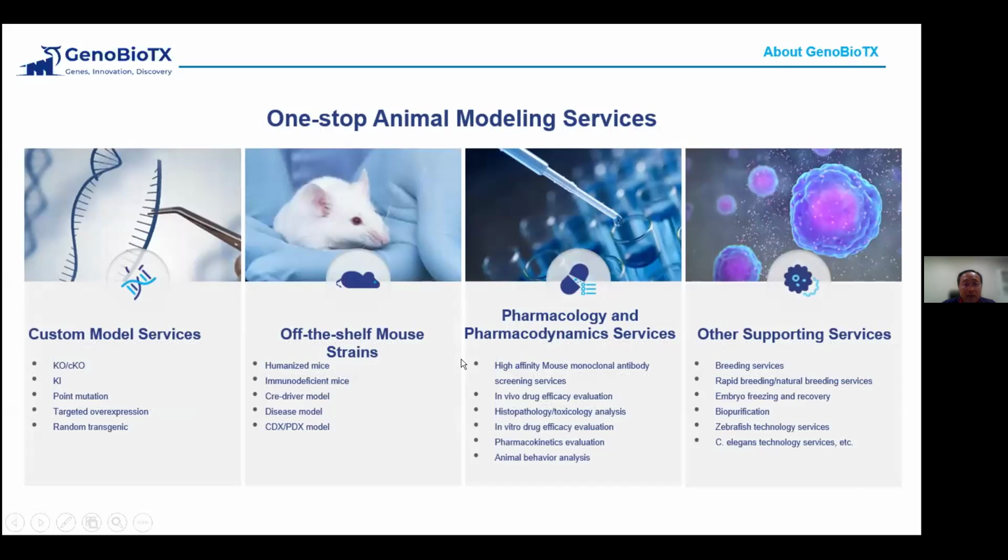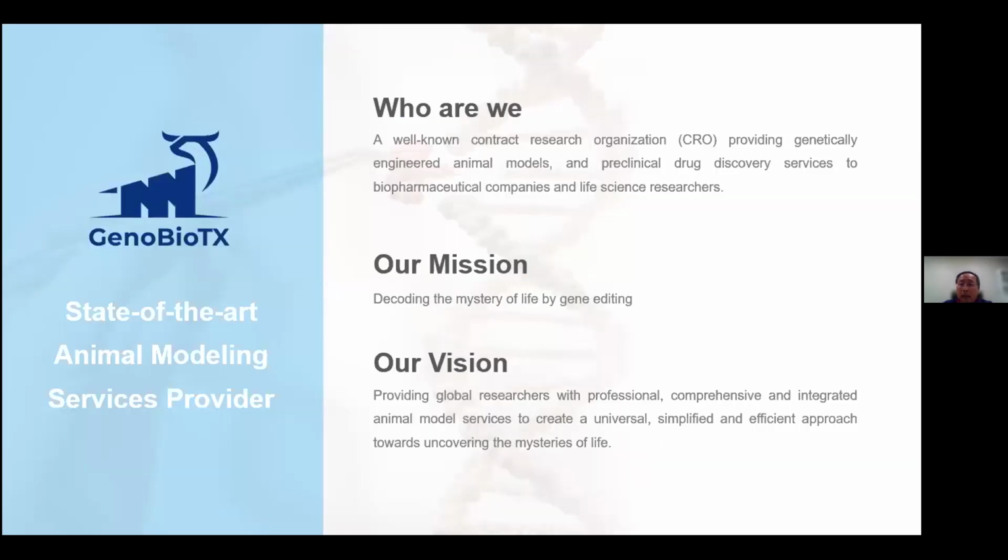So for Genobiotx, our company is a one-stop animal model service provider. No matter whether it's custom model services, including knockout, conditional knockout, knock-in, point mutation, targeted overexpression, or random transgene, we also, as I said, have over 10,000 off-the-shelf mouse models you can choose from. And we also provide pharmacology and pharmacodynamic services, and other supporting services like the monoclonal antibody development services. And we are a well-known contract research organization, CRO company, providing those animal model services.